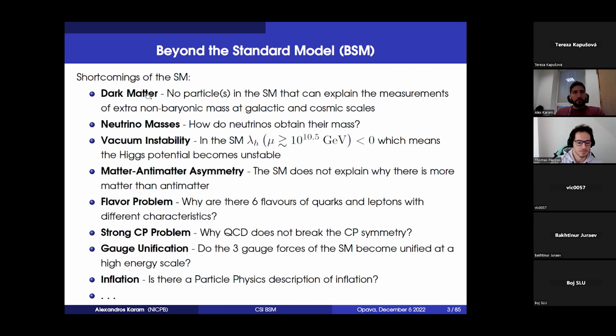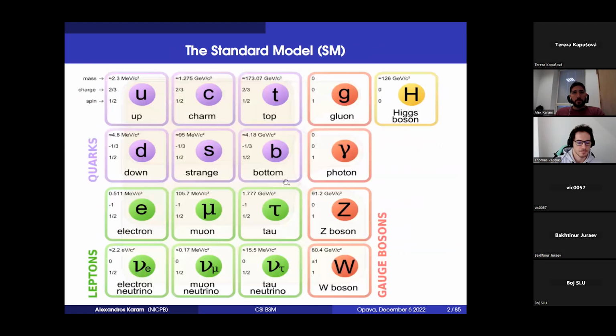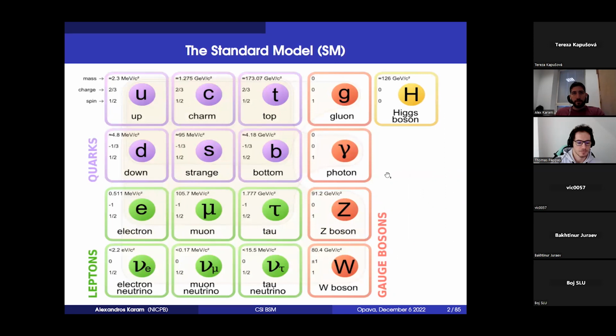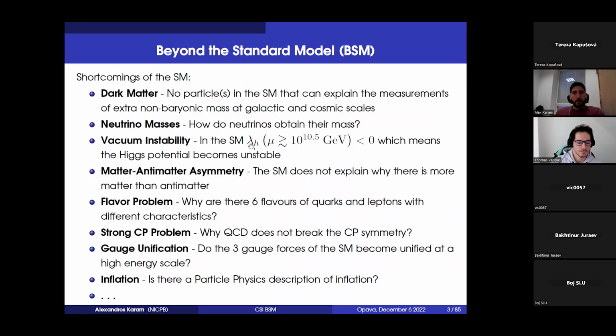These are dark matter. There are no particles in the standard model that can explain the measurements of extra non-baryonic mass at galactic and cosmic scales. The standard model does not explain how neutrinos obtain their mass, because these neutrinos have very small masses, but they do have masses. However, the standard model predicts them to be massless. Also, as we will see later, because of the measured value of the Higgs mass, which is around 125 GeV, the Higgs quartic coupling, which runs with energy, becomes negative at high scales, which means that the Higgs potential becomes unstable.